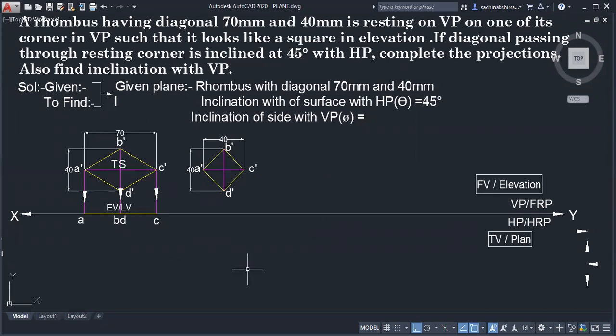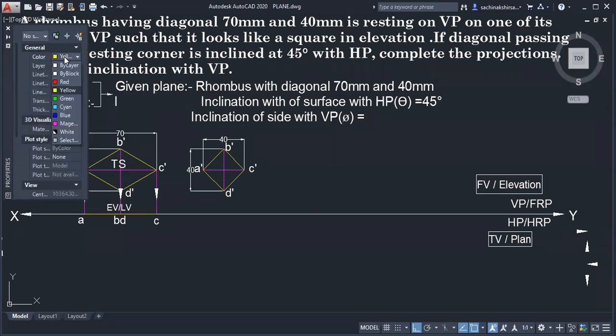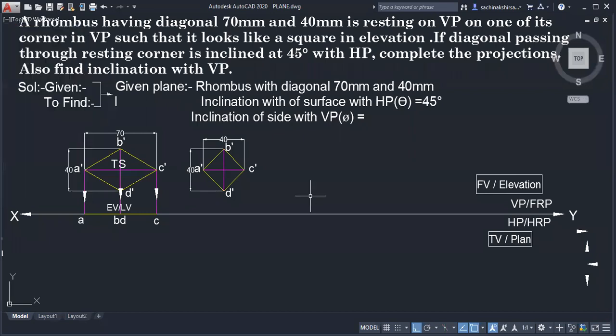Those who have drawn it. Next, what to do now? Here, the apparent shape we have drawn. What to do next? Projection. Elevation at 45 degrees. Projection line. Yes. Line view or edge view.